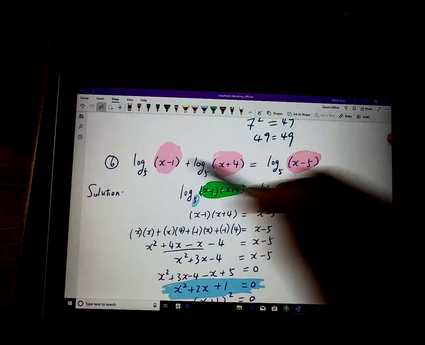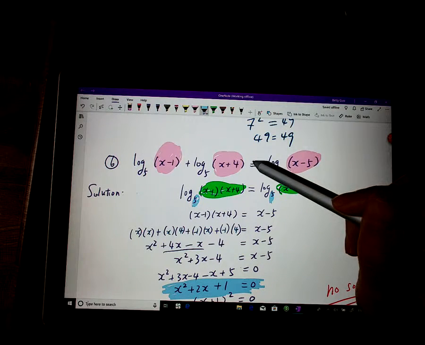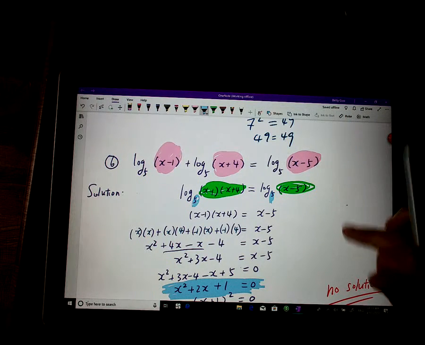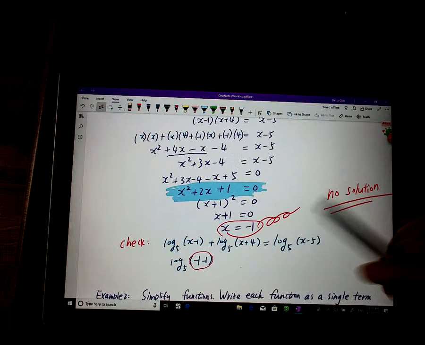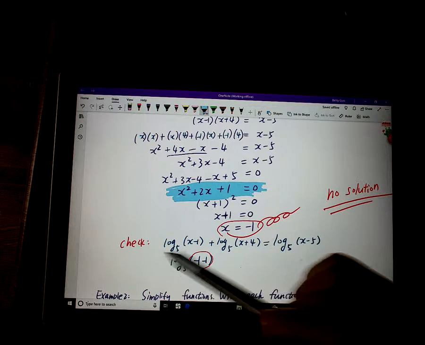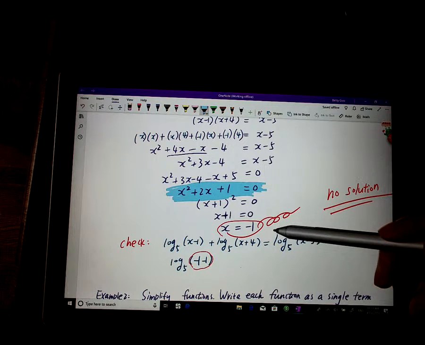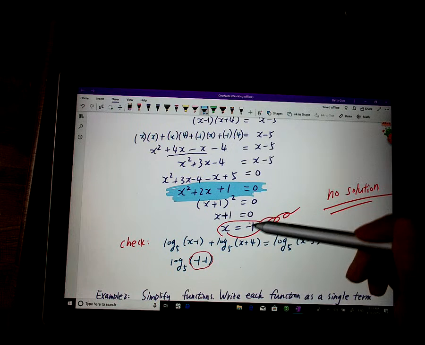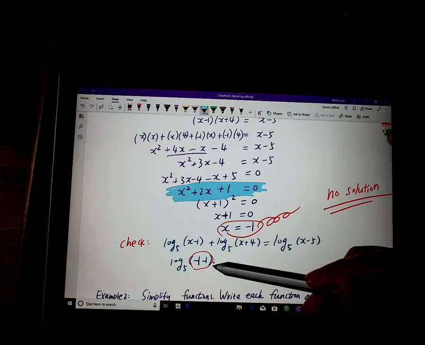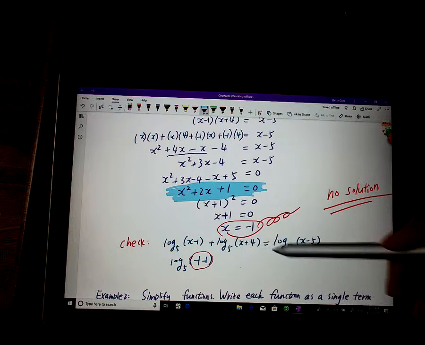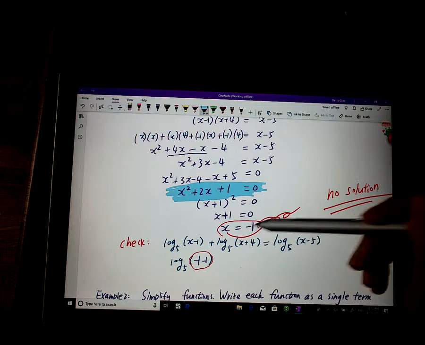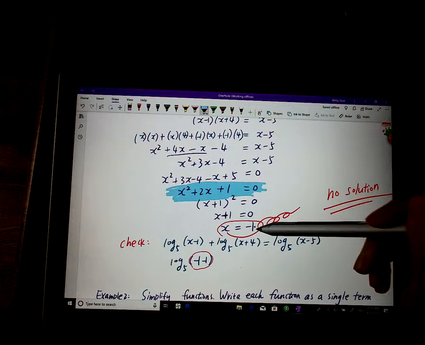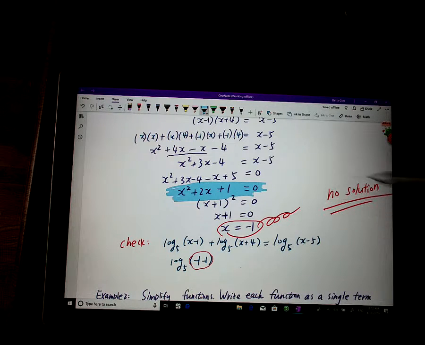However, we do have restrictions on the original logarithmic equation. That's the reason we might have extraneous solutions. If we are not careful, if we do not do the check, then we would end up with the wrong answer. Like this one, we have a proposed solution. Turns out the original equation is not even well defined at x equals -1. So the solution is extraneous. The original equation has no solution.